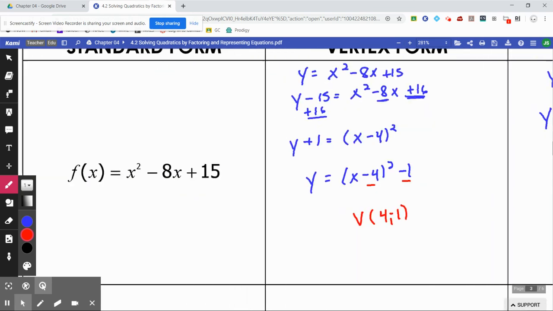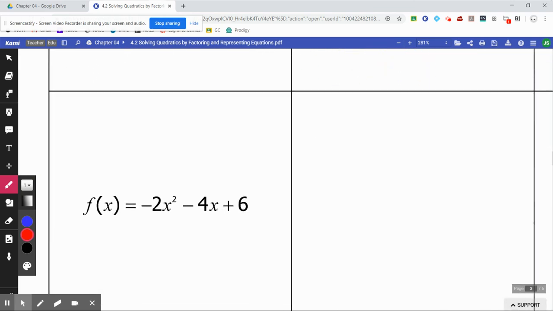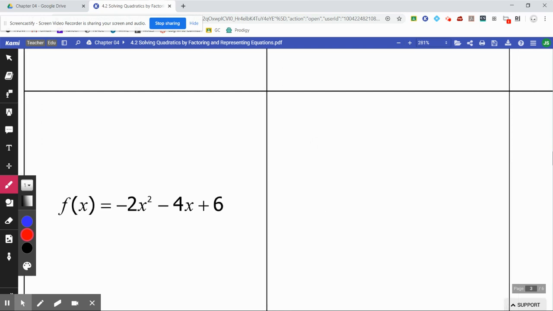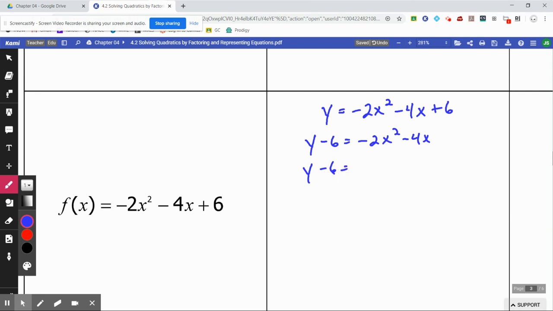Okay, let's do another one. Number 2 gives you the exact same thing. You have your standard form. Let me recopy it up top. To get that in vertex form, step number 1, move the 6 over. You're left with negative 2 x squared minus 4x. If there's a number in front of x squared, now these are a little bit tougher, you do have to factor that out. So factor out the negative 2, and you're left with x squared plus 2x.